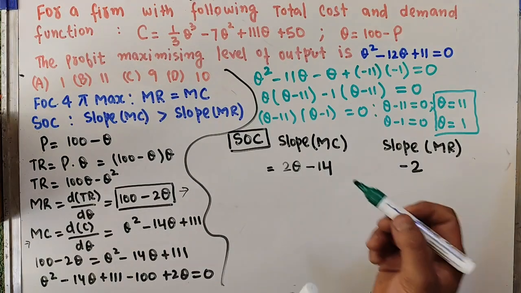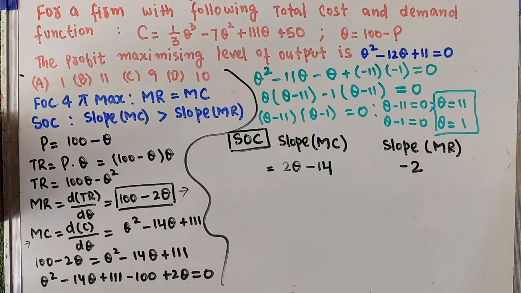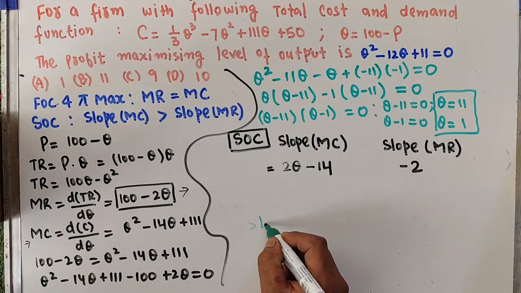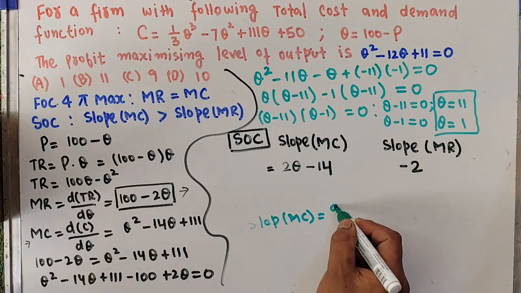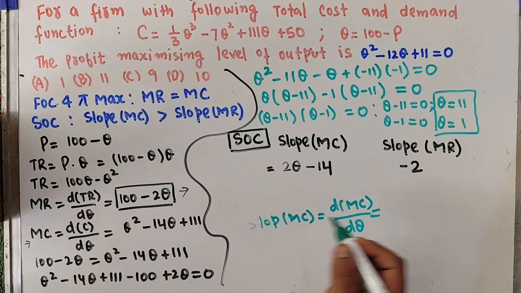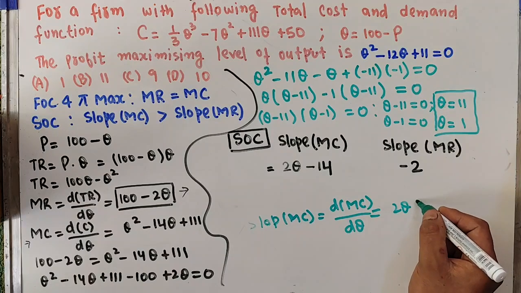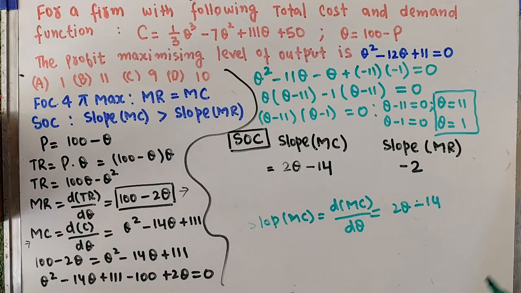We write it like this: the slope of the marginal cost function is simply the derivative of the marginal cost function with respect to output. That means we need to differentiate the marginal cost function with respect to q. The derivative of q square is 2q, minus the derivative of q, which is 1, so we are left with 2q minus 14. This is the slope of the marginal cost function.